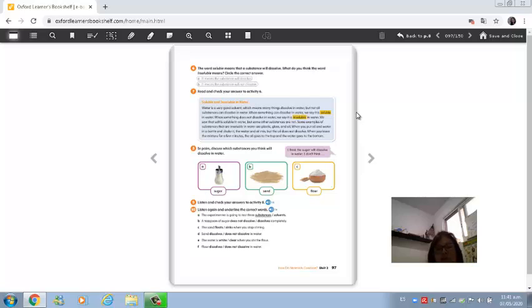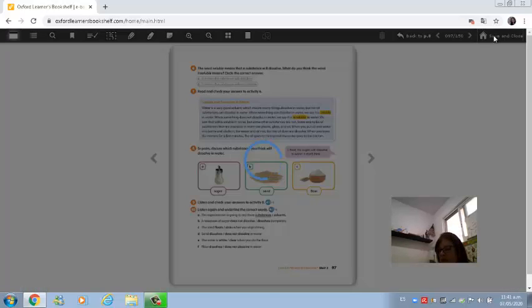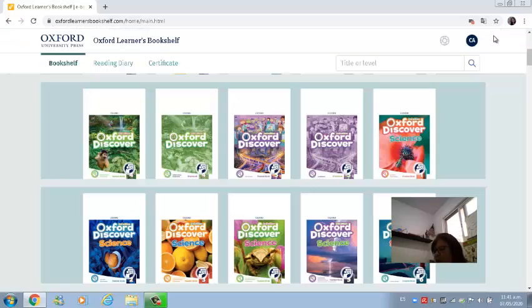Now, please close your science book and take out your student book. Student book. You're going to open it to page 102. Page 102.